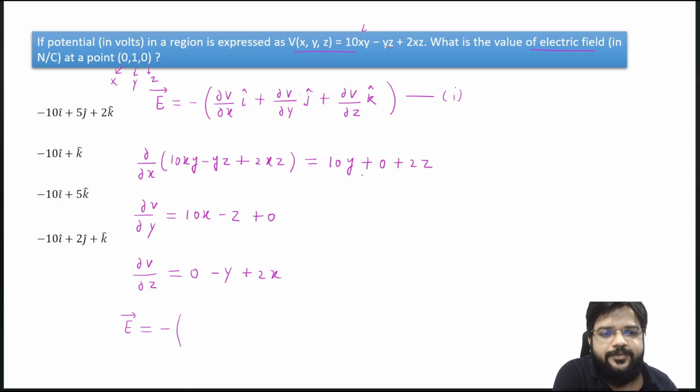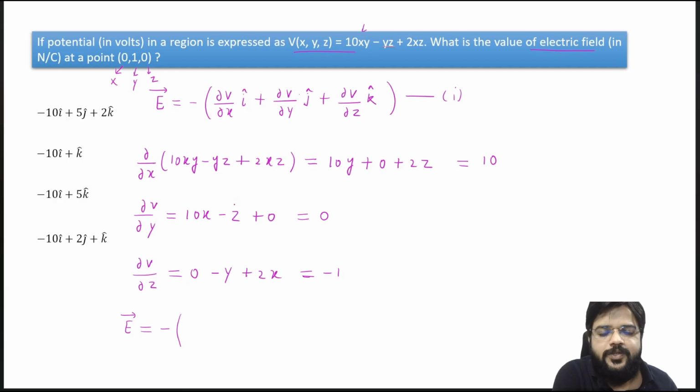If you put here the x and z values, then what are we getting? If I am putting, then I am getting 10 only. Z is 0, everyone. So here I am getting 10, and here I am putting x equal to 0 and z equal to 0, so we are getting 0. Here y equal to 1 and x equal to 0, so here we are getting minus 1.